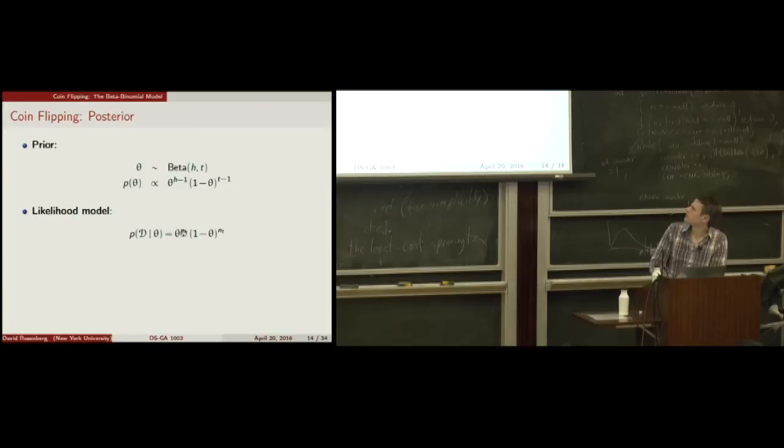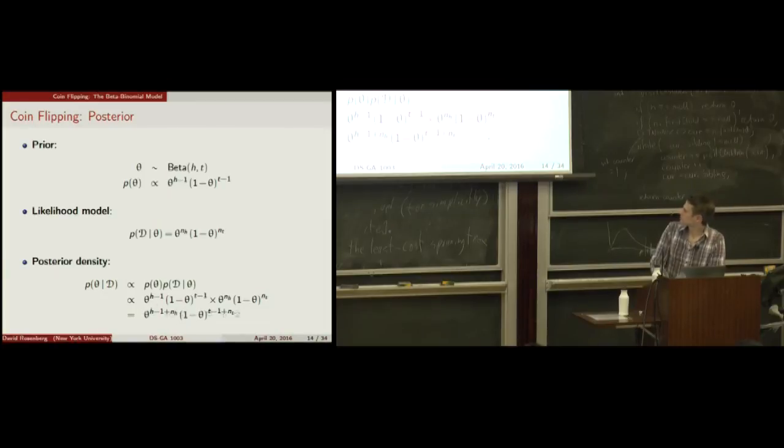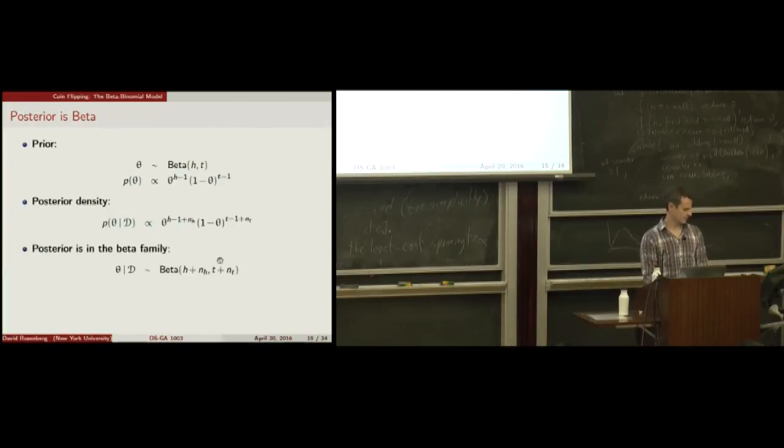Yeah, it's going to be theta to the n_h plus h minus 1, (1 minus theta) to the n_t plus t minus 1. Okay, so that's the posterior density. And you can see immediately this is again a beta distribution, right? Because beta is any density of this form. So what's h for this density? Yeah, h in the posterior is h plus n_h, and t is t plus n_t. So that's kind of interesting. All right, so I've summarized it here.